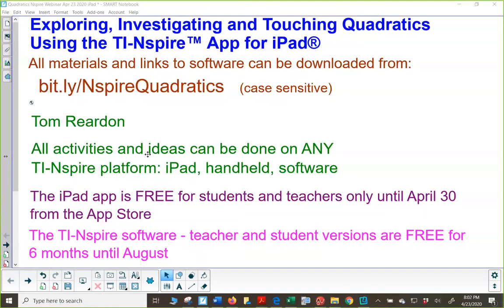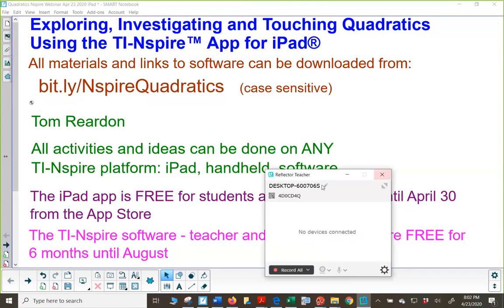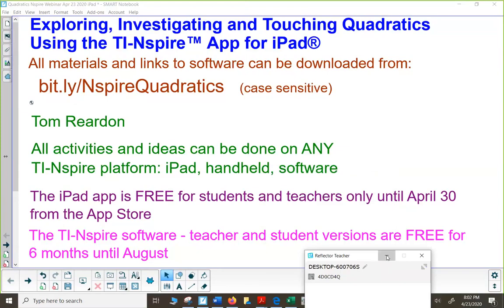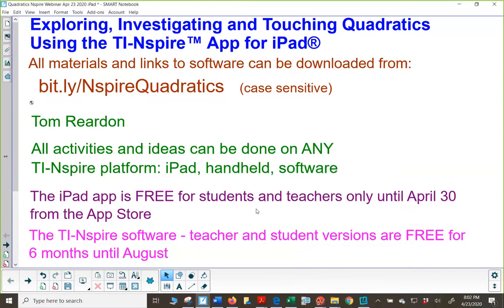Keep in mind that even though this is going to be done on the iPad, all activities and ideas can be done on any TI-Nspire platform: iPad, handheld, software, whatever you want to use. It doesn't matter. The iPad app is free for students and teachers only until the end of this month from the App Store, so I strongly suggest you get both of them, the red and the blue. One is numeric and one is CAS. The blue is CAS. And the TI-Nspire software, teacher and student versions, are free for 6 months until August.